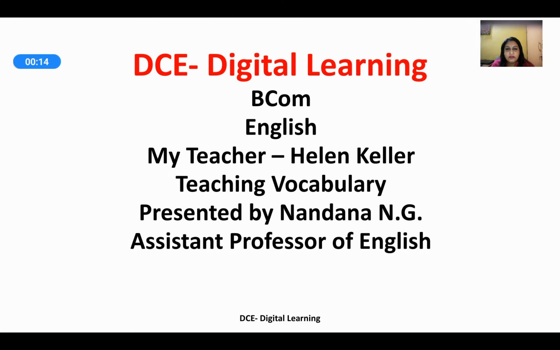In this session, we'll focus on the vocabulary part of the lesson My Teacher by Helen Keller, prescribed for first semester BCom, Bengaluru North University. I am Nandana NG, Assistant Professor of English, GFGC, Bagepalli.